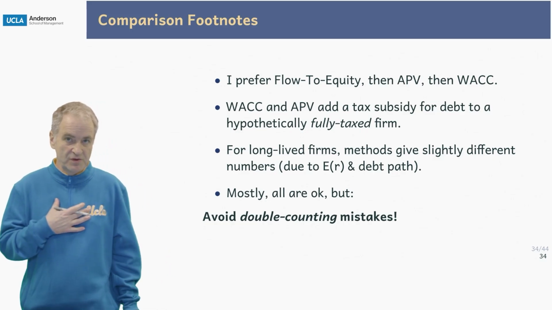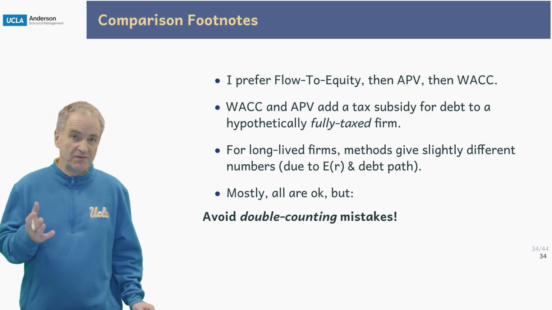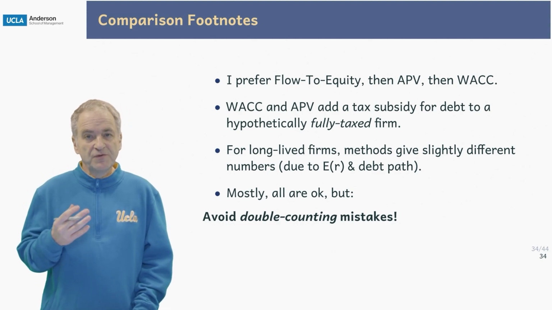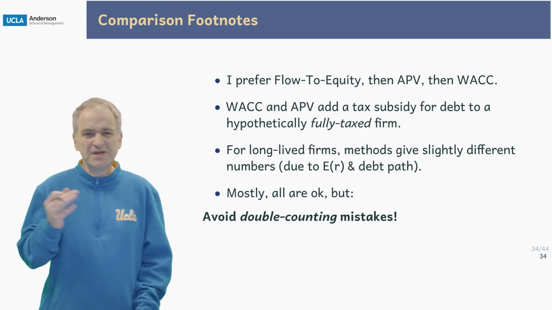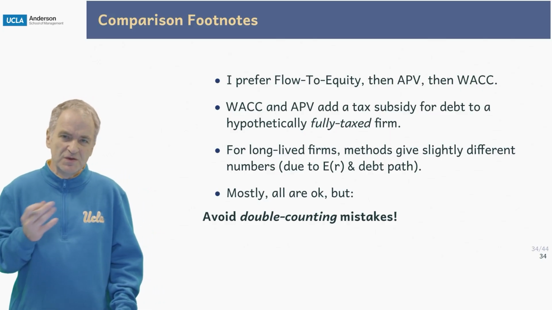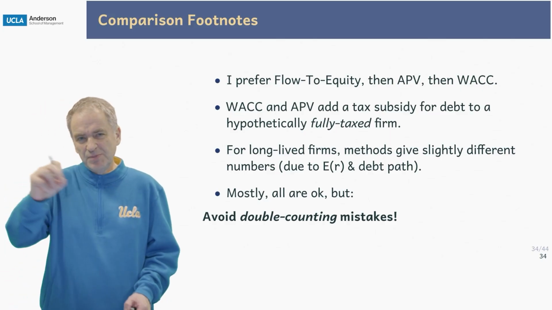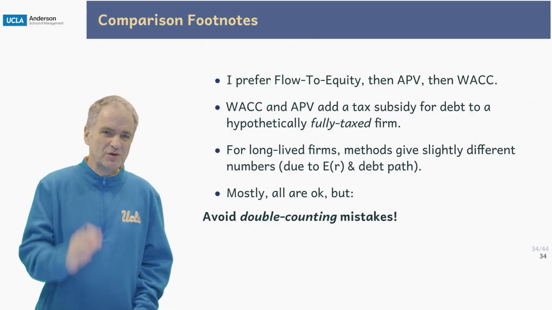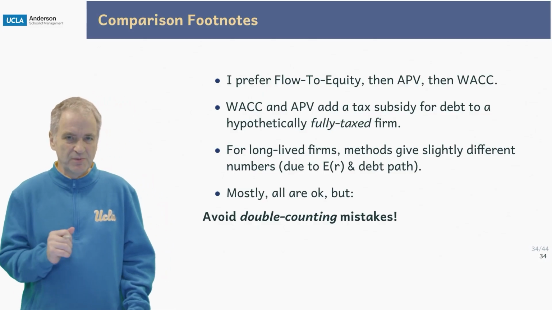Personally, I prefer flow to equity, then APV, then WACC, for long-lived firms where second order mistakes that have to do with the cost of capital and how the debt path changes over time, you can get slightly different numbers, but don't overread this. This is really not that important in this detail.